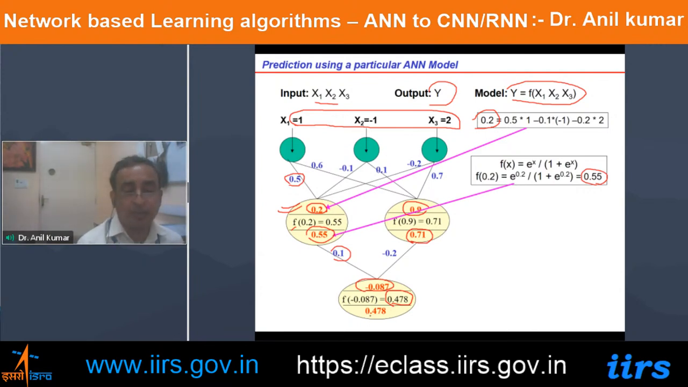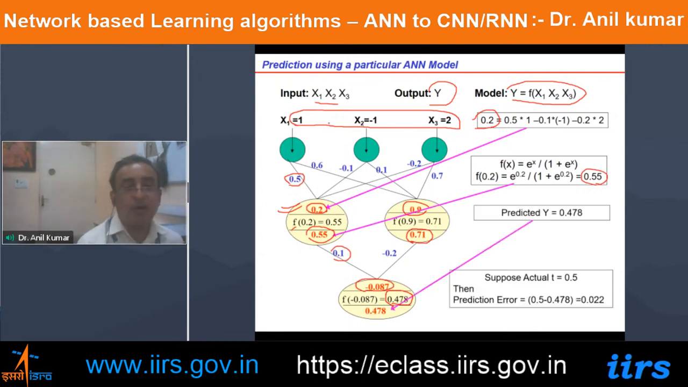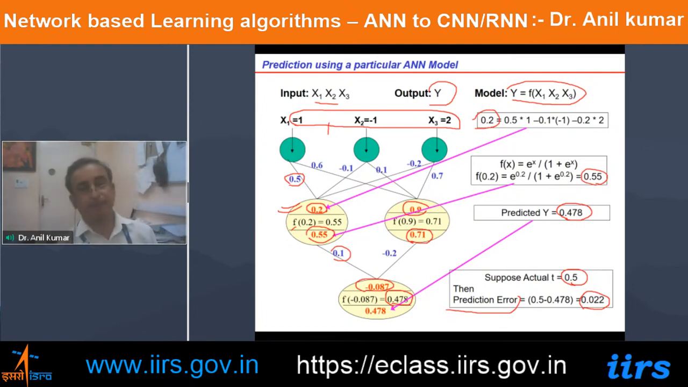So the output is 0.478, but for this class of water we have given some symbolic output, a numeric symbolic output, to be 0.5, but my output came 0.478. Then you can find out the error, or predicted error, which is coming 0.022. If it is not acceptable, then we have to do training, right?